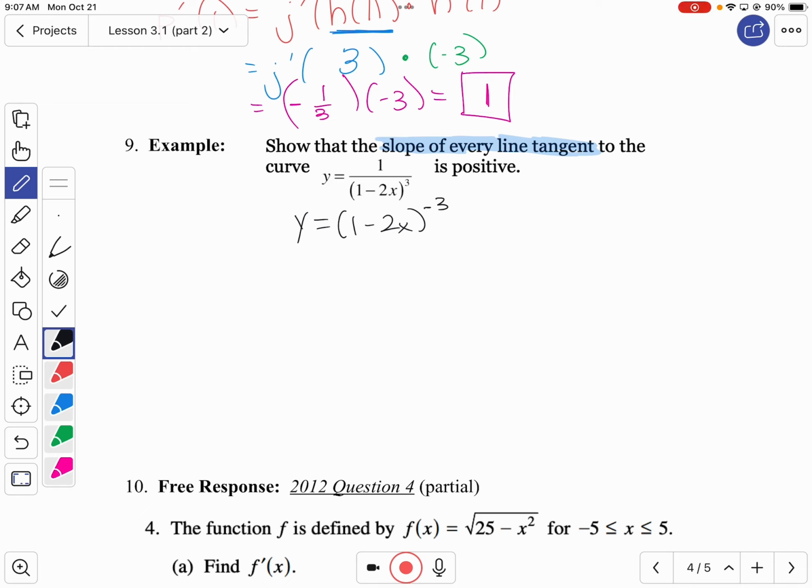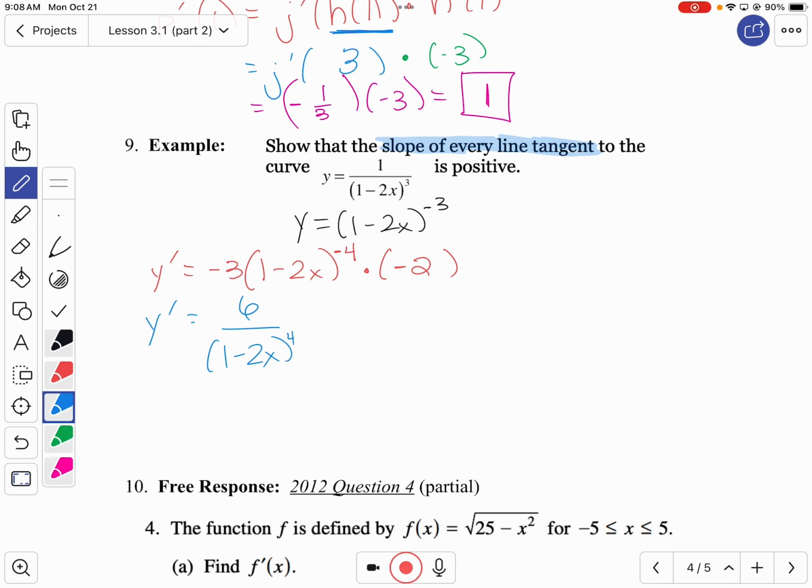All right, so now doing that, let's take the derivative. Okay, so y prime is going to equal -3 times 1 minus 2x to the -4. Am I finished? No. What's the inside derivative going to be? Good. And so that simplifies to 6 over 1 minus 2x to the 4th. Okay. So now, there's my derivative.